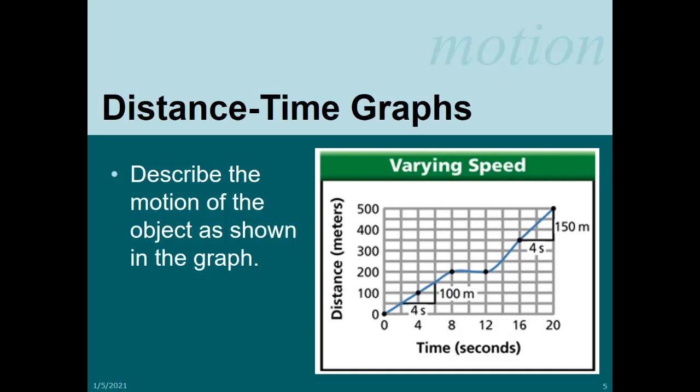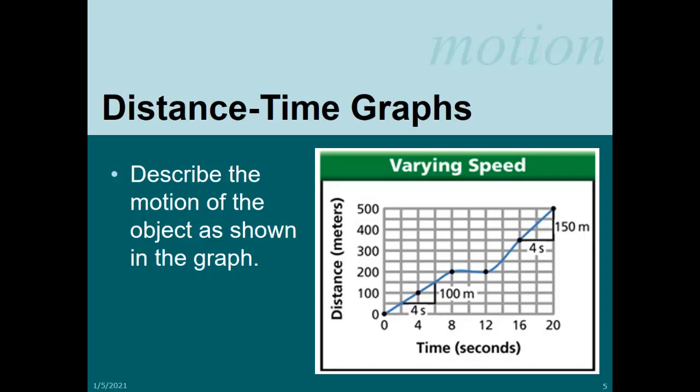Then from 8 to 12 seconds, you'll notice that the distance does not change, so the individual or object becomes stationary. And then as we go from 12 to 20 seconds, we're going at a rate pretty straight, not quite perfectly straight, but pretty straight, at a rate of about 150 meters for every 4 seconds. So obviously we've sped up at this point. We're going at a quicker rate, but still a constant rate.